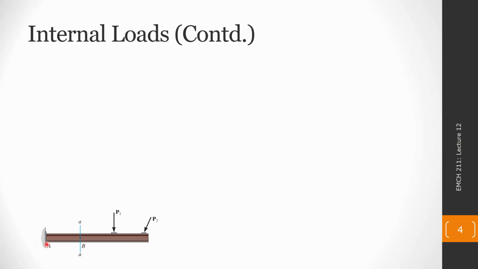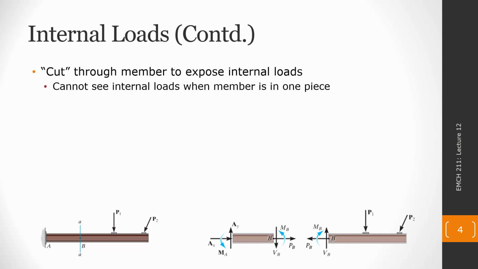But now the question becomes not only what is happening at that support, but what's happening inside the beam itself. So in this example, we are looking at the internal forces at this point B, or at this AA section in the material. In the external free body diagram, we can't see what's happening inside the material. It's all internal to that diagram. So we have to make an internal cut through our material, and now it's going to expose the loads that were holding the material together.